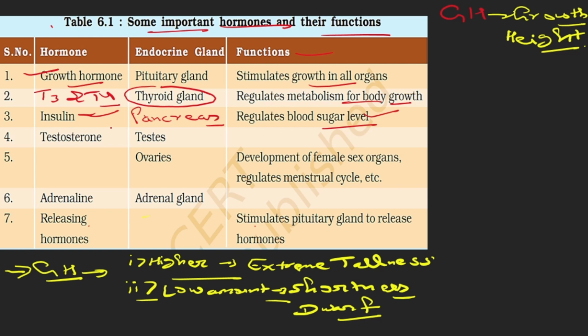Next we have testosterone. This is the hormone which is secreted by the testis in case of male, and it is responsible for male characters. This we will discuss in detail in the reproduction chapter.